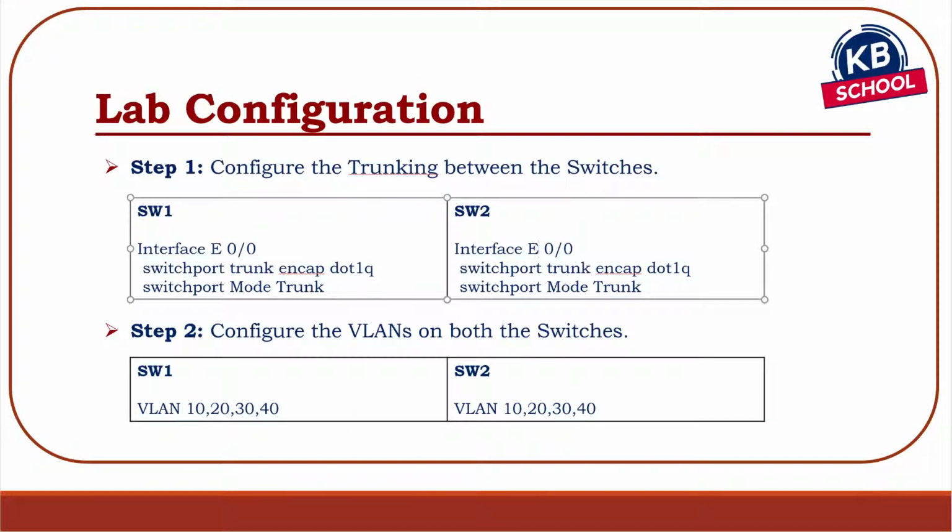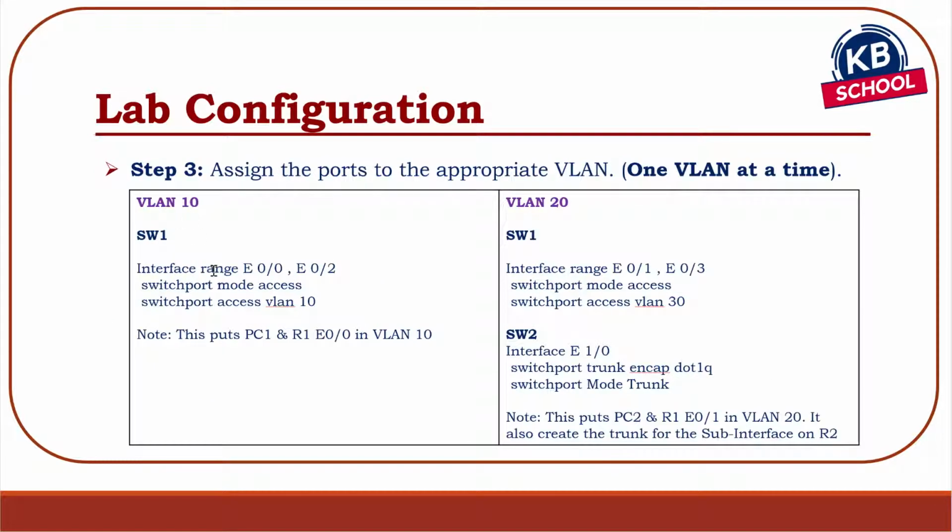Now this is the long step. This is the step where I will assign different ports to different VLANs, one VLAN at a time. Very, very important. This is the key to it. This is where a lot of people lose it because they try to do too many things at the same time. All right. So what are the 2 different ports in VLAN 10?